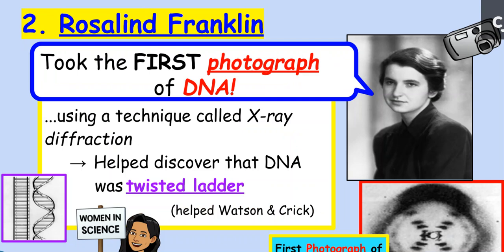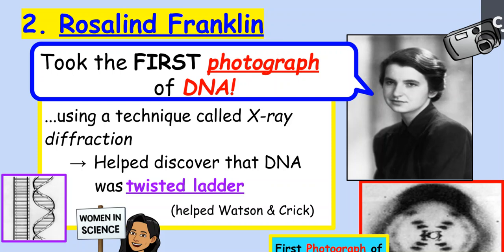This other lady, Rosalind Franklin, really should have gotten the credit for discovering the structure of DNA. Remember, DNA is microscopic. It's found in our nucleus. So once we had a microscope, it doesn't necessarily mean we know what it looks like. We knew it existed, just not what it looks like.